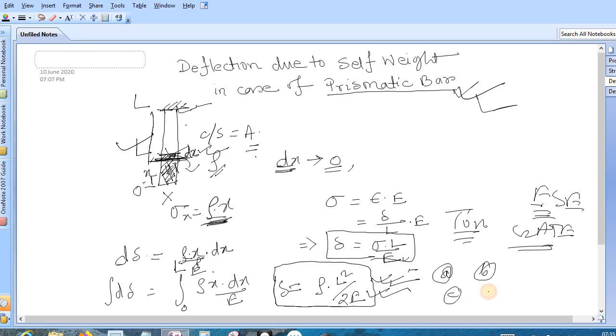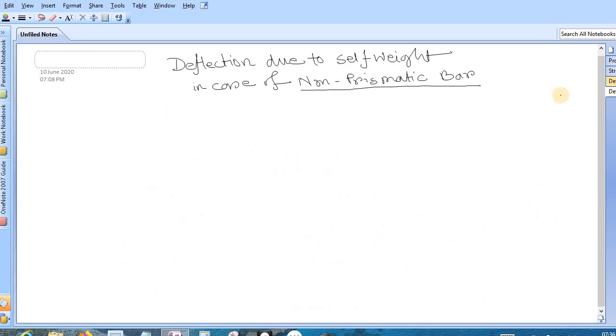So it is time to go forward, and now we will learn how to calculate deflection due to self weight in the case of a non-prismatic bar. So what is a non-prismatic bar? One where the cross section varies with the length. Let's say this is the non-prismatic bar, the length is L, and the cross section is circular. At the very top the diameter is D, and it varies linearly.